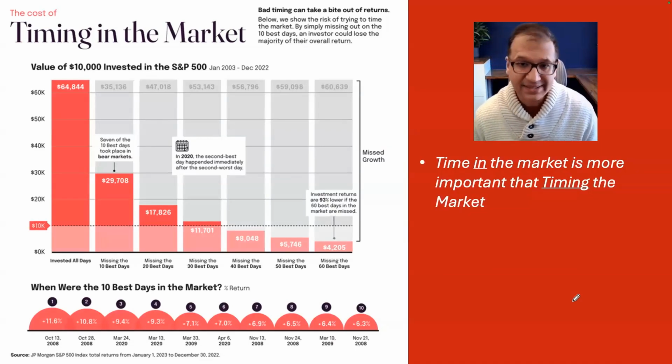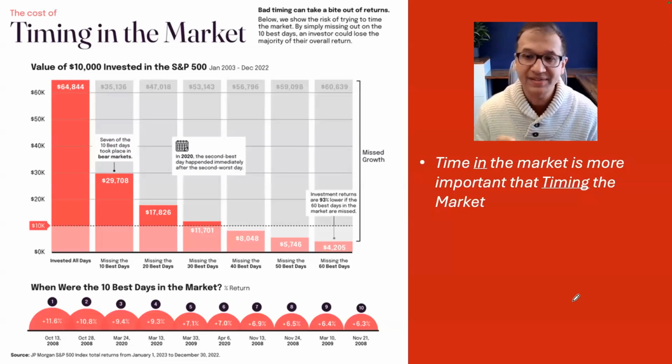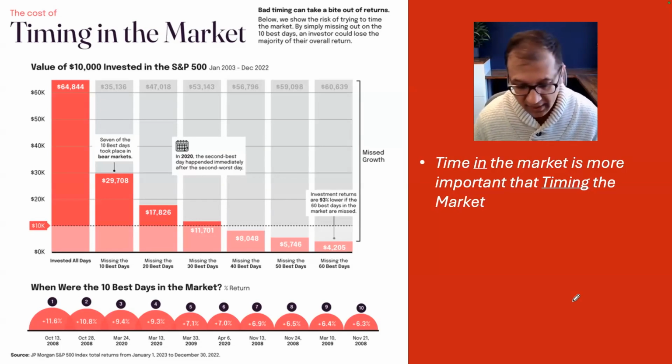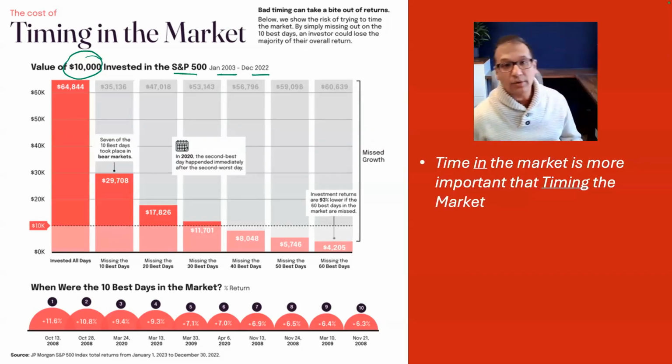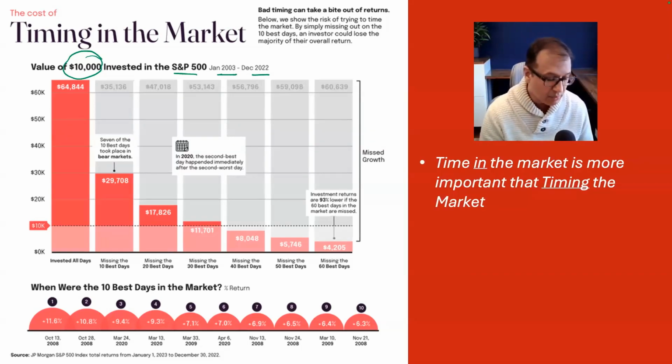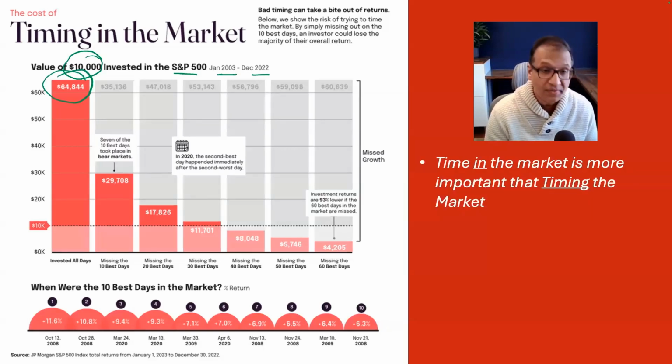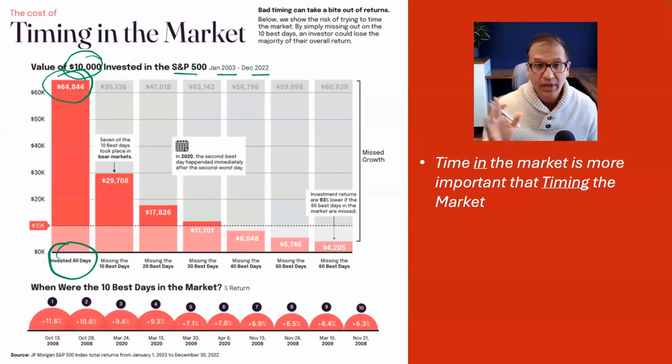One of the biggest lessons in investing is the importance of sticking to your investments in the long haul. This chart is produced by JP Morgan, and it shows what would have happened to somebody who had invested $10,000 in the S&P 500 from the year 2003 to 2022. So this is almost a 20-year period. Notice, if somebody remained invested, that $10,000 would have converted to $64,844. And that takes into account all kinds of ups and downs the market would have gone through.